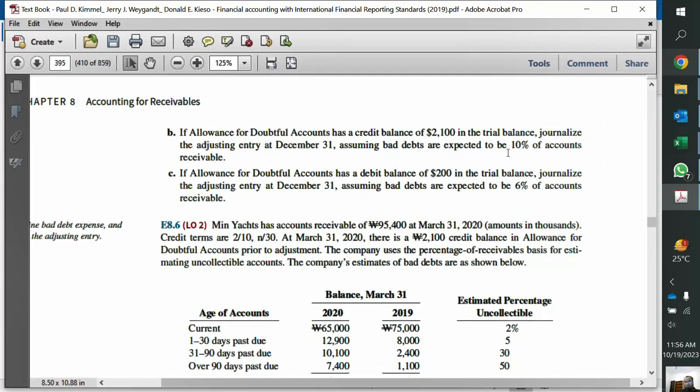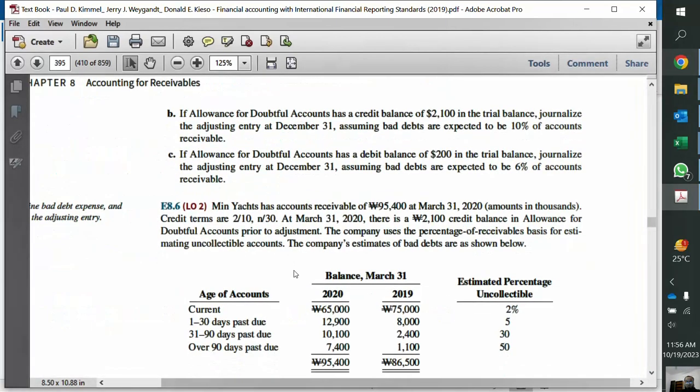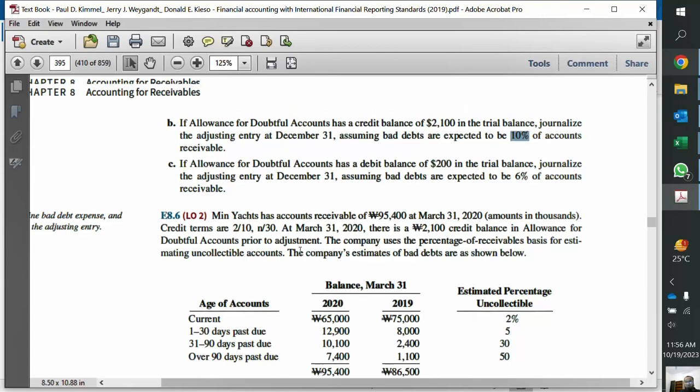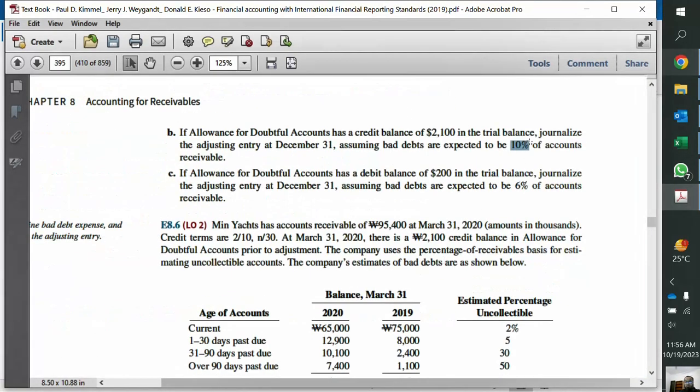Right. For this scenario, 10% of account receivable: the account receivable balance is actually 110,000, and bad debts are 10%. So bad debts are supposed to be 11,000, right? If I'm not wrong, yes, it is 11,000. So 11,000 has to be my balance in allowance for doubtful debts, whereas the existing credit balance is 2,100. So the entry I should pass is for 8,900 to make it 11,000.